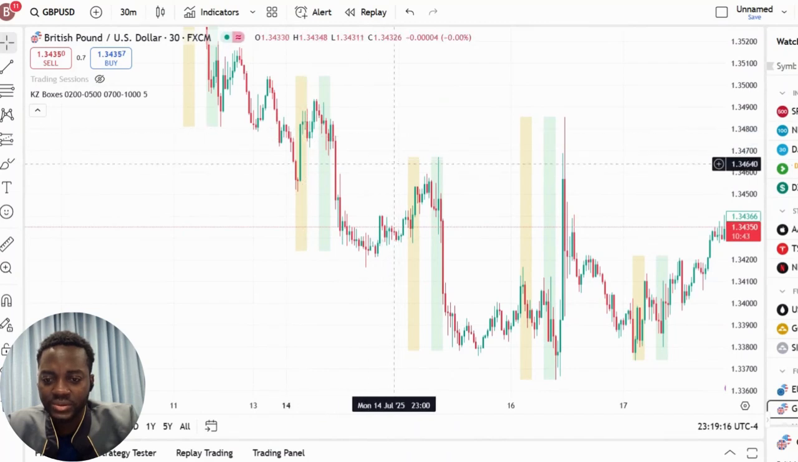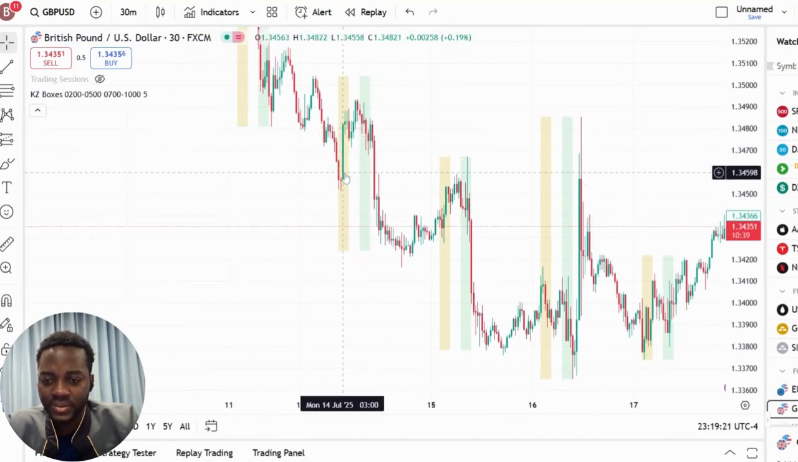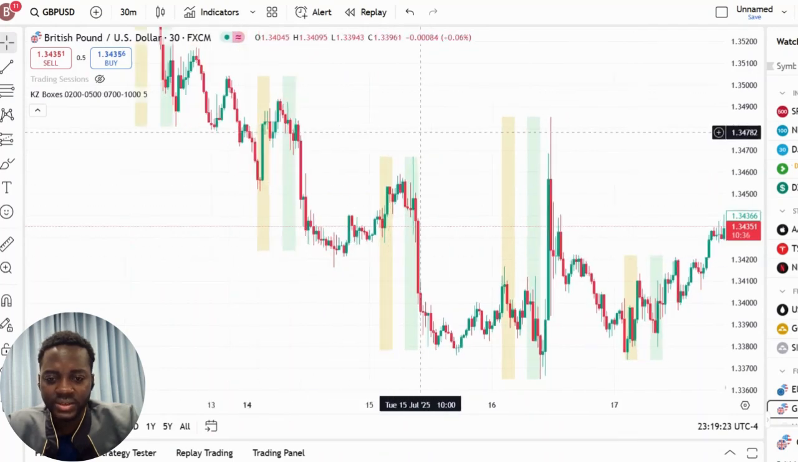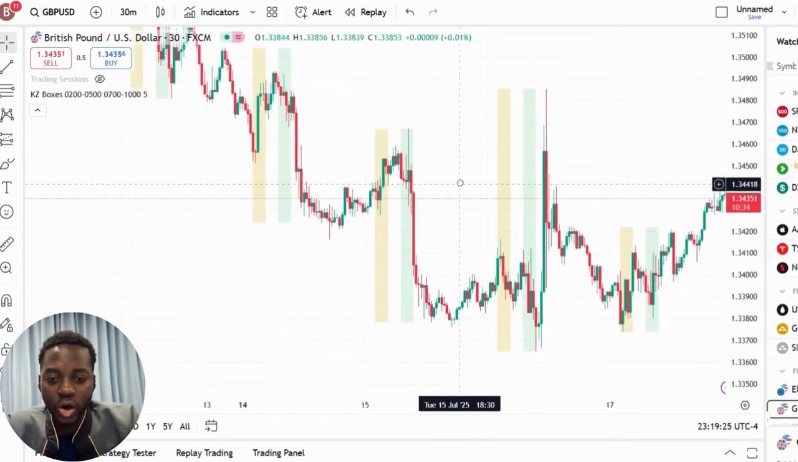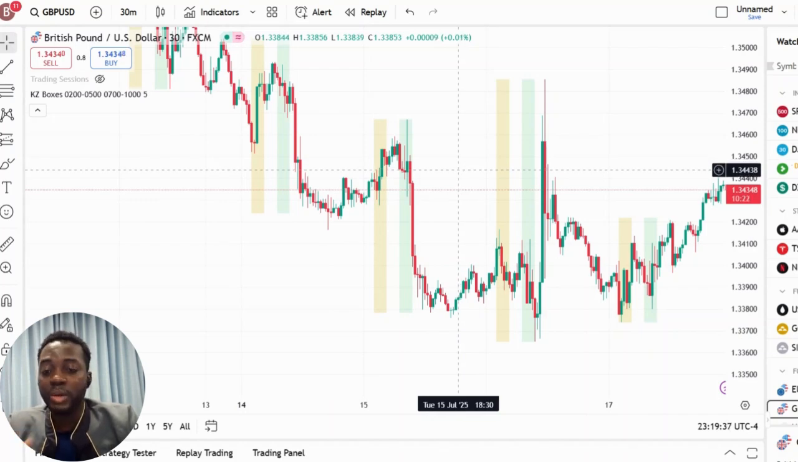Look at this one. This is London. This is London too. This is London. The green is New York. So always make sure you mark the low and high of the day in London session. Normally we are not trading the London session. What we do is we are going to trade the New York session. So you make sure you mark the low and high of the day in London session.